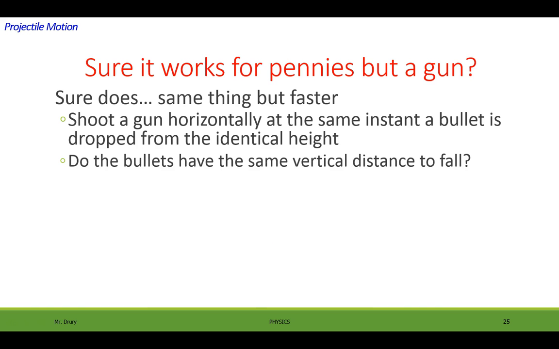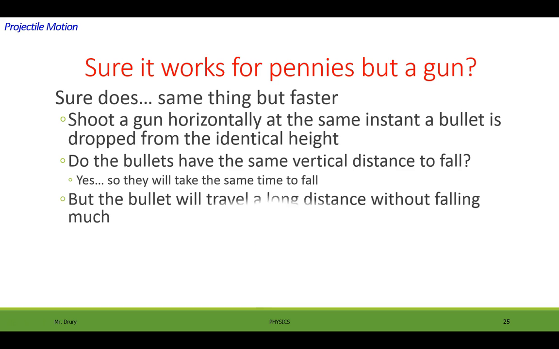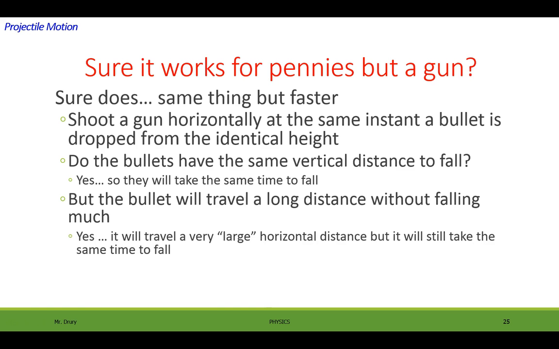Do the bullets have the same vertical distance to fall? Yes, they do. So therefore, they should take the same time to fall. Next question comes up: but the bullet that's shot will travel a long distance without falling much. And that's true. It will have a very large horizontal distance, but it will take the same amount of time to fall. So the one that's shot may end up being a half-mile away, but it should still take the same amount of time to fall as the one that was dropped. All right.